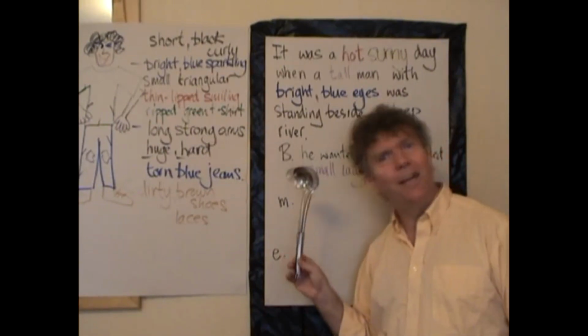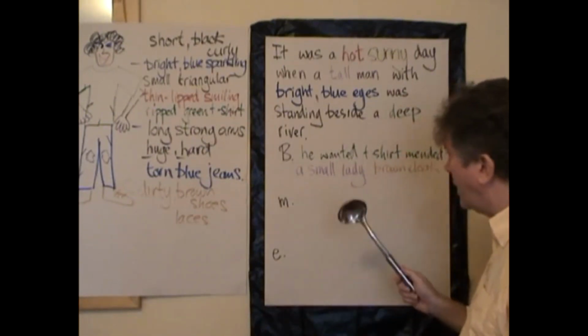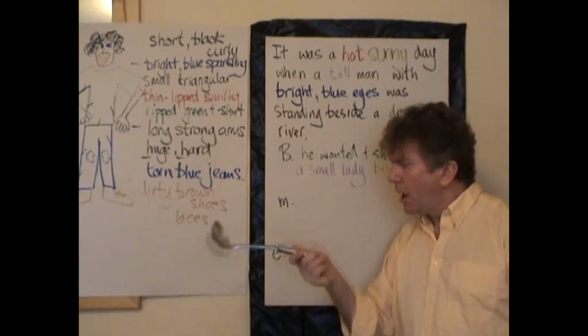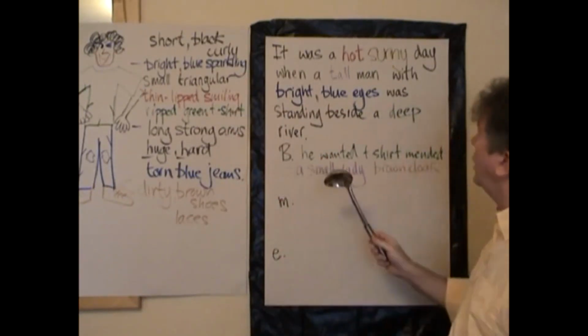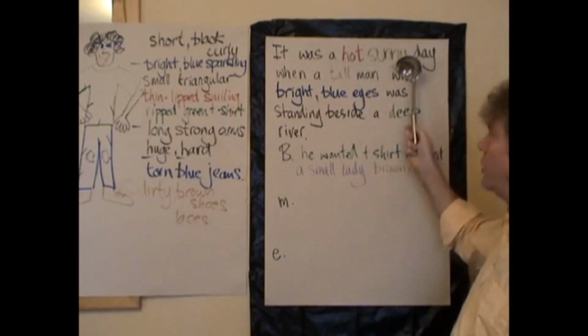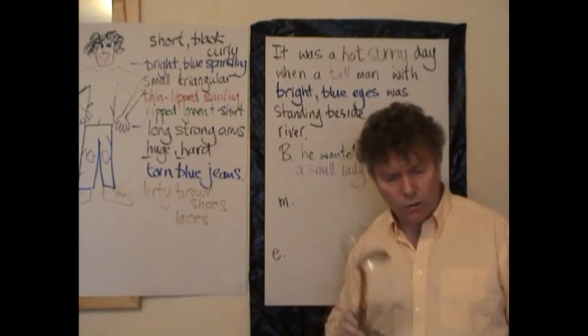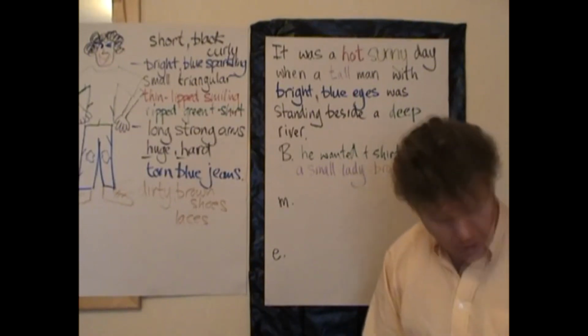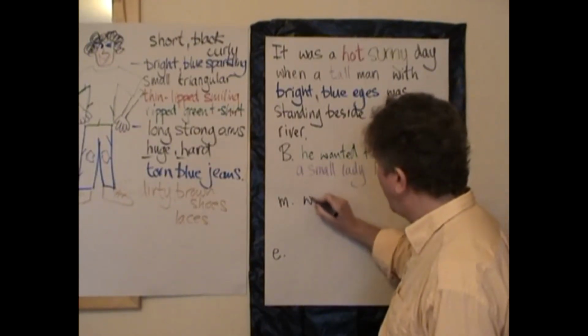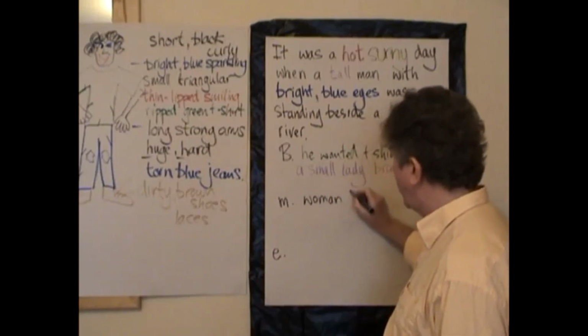Well, what do you know? It's a ladle. What could this be? She was thirsty. It was a reflection. The moon was in the sky. Well, it can't be, can it? It was a hot sunny day, so it can't be the moon. So it was, the woman was thirsty. Let's put that in a different colour. So woman, thirsty.